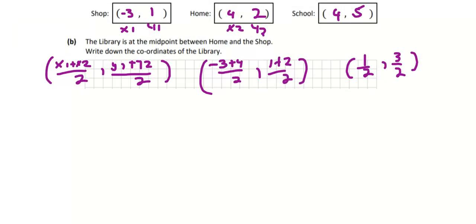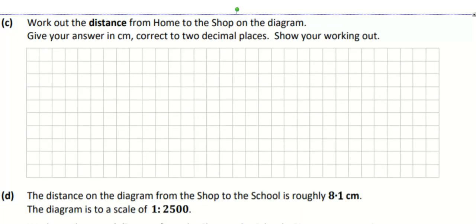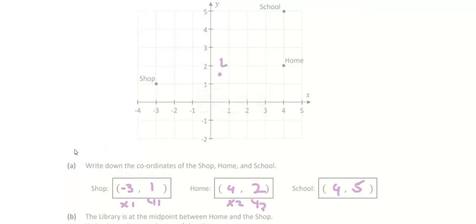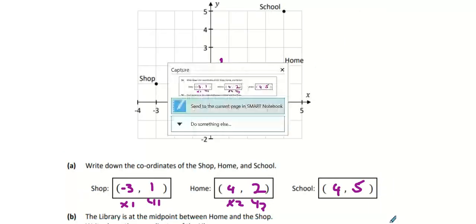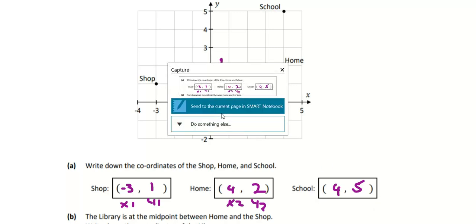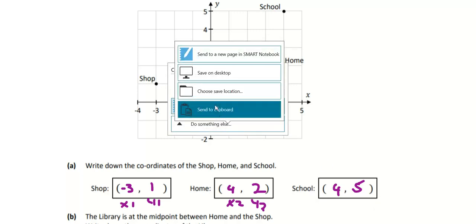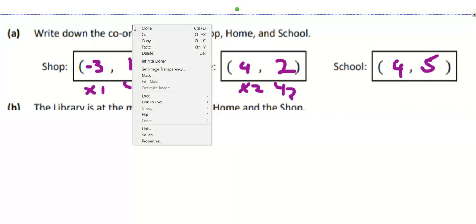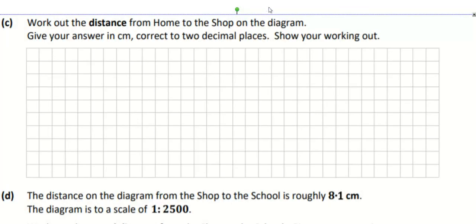Next question is, work out the distance from home to the shop on the diagram. So home and shop. These 2 points here I'm going to have to use once again. So just take all 3 points because I'll need them on the next page. So into a new page. Use these points here for my remaining questions.